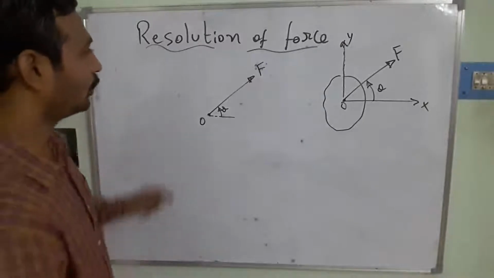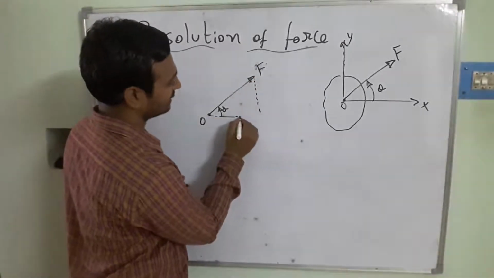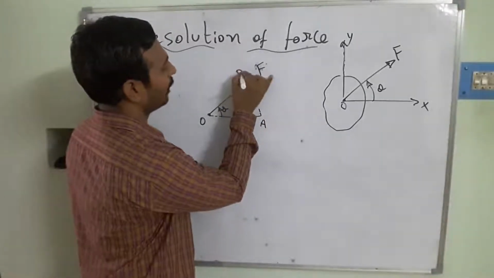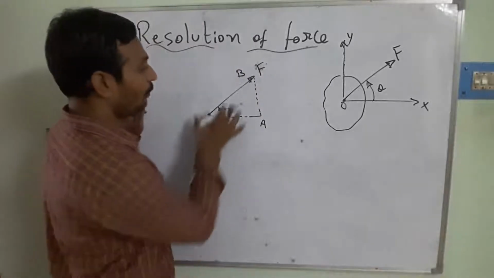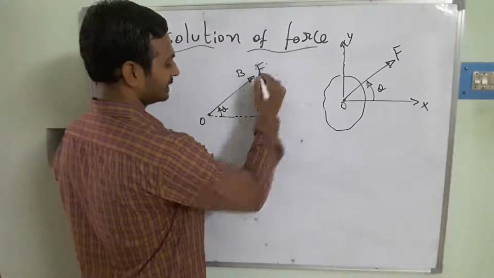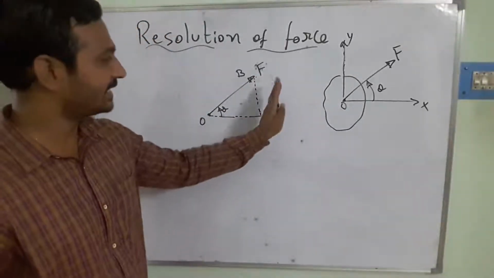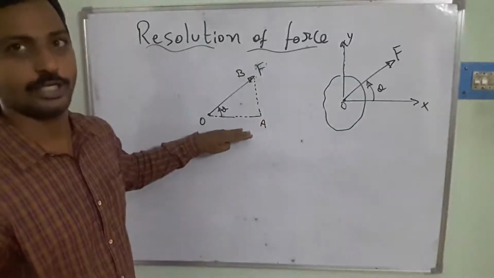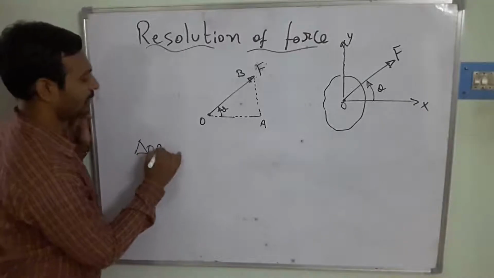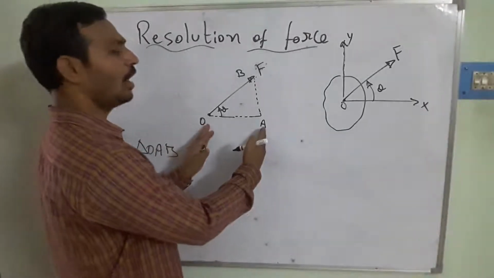Then I take the projection of this point in this direction as well as in this direction. This point I call A, and this point I call B. By this vector diagram, the force is acting towards this side, and OA and AB are the two components I have taken, one in the vertical direction and one in the horizontal direction. Then from this triangle OAB, how could you find the magnitude of OA?